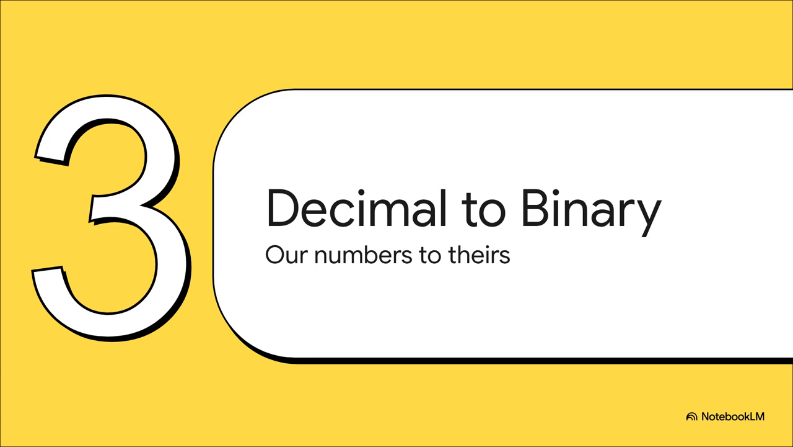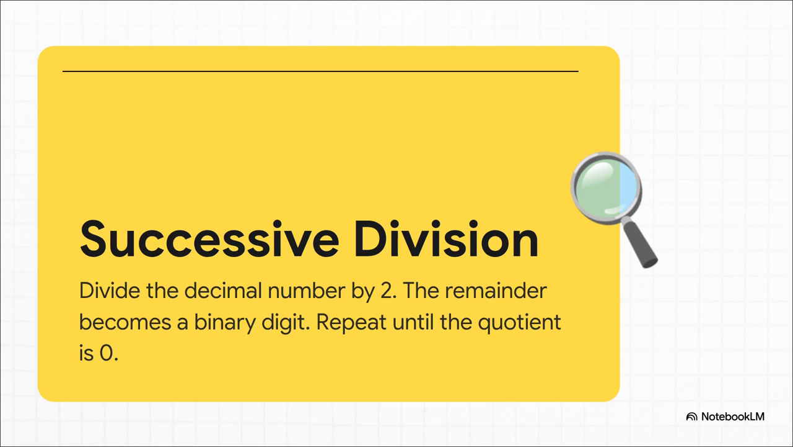All right, now that we get the basic idea, let's make it real. How do we take a number we understand, say 26, and translate it into the computer's language of ones and zeros? There's a really cool method for this called successive division. Sounds kind of fancy, but all it really means is keep dividing by 2.